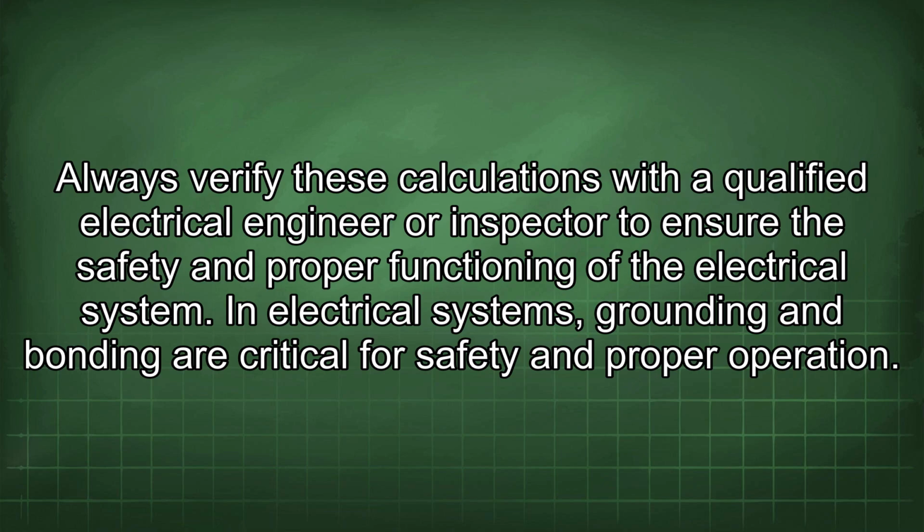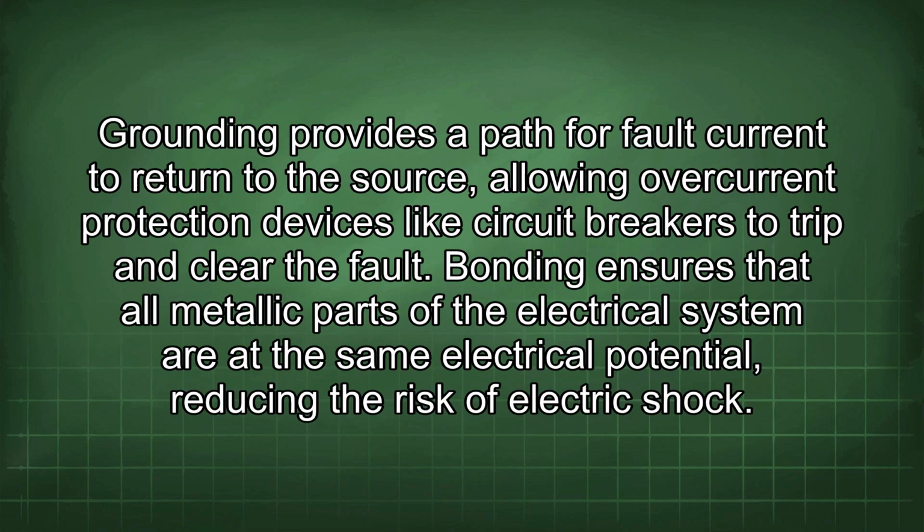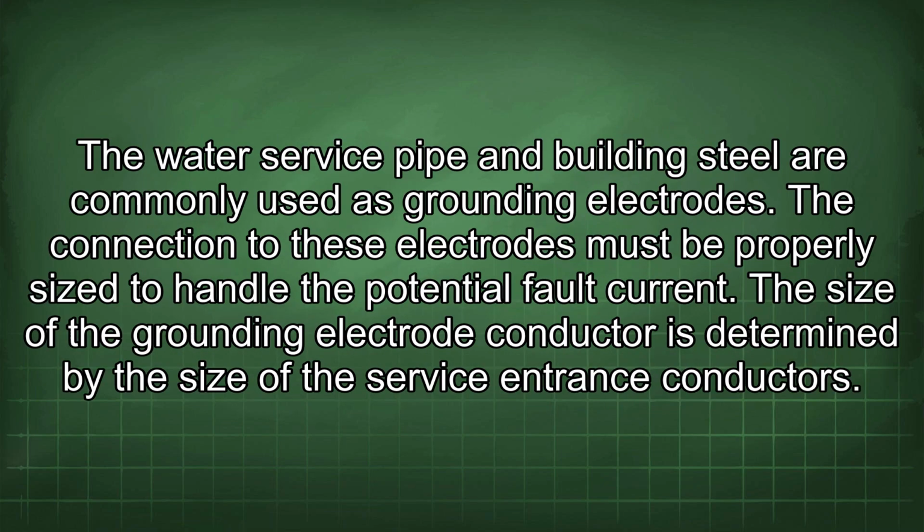electrical system. In electrical systems, grounding and bonding are critical for safety and proper operation. Grounding provides a path for fault current to return to the source, allowing overcurrent protection devices like circuit breakers to trip and clear the fault. Bonding ensures that all metallic parts of the electrical system are at the same electrical potential, reducing the risk of electric shock. The water service pipe and building steel are commonly used as grounding electrodes. The connection to these electrodes must be properly sized to handle the potential fault current.